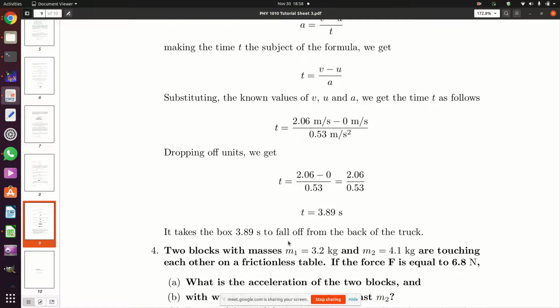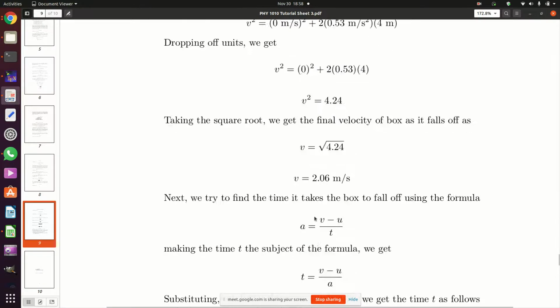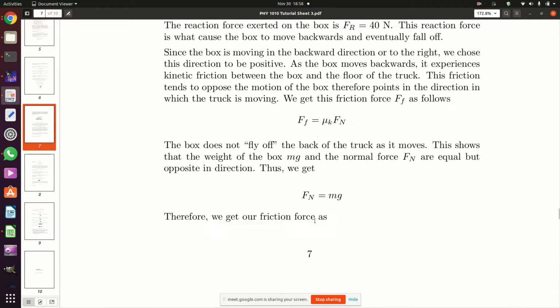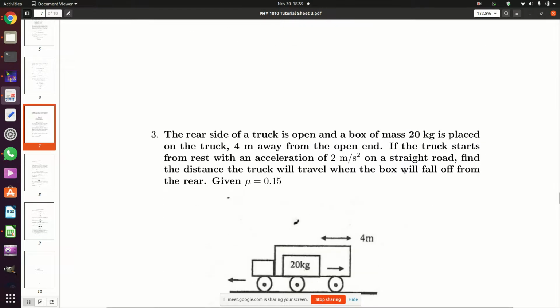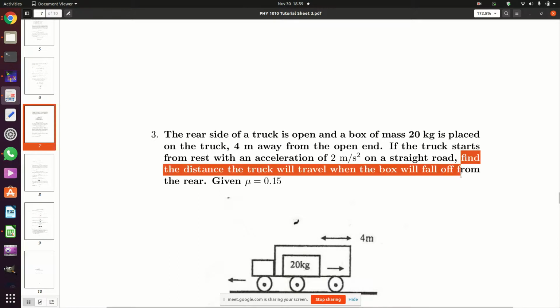Yes, sir. Okay, but this 3.89 seconds, the question is asking us to find the distance the truck travels when the box will fall off from the rear. So they are asking us how much distance has the truck covered in this 3.89 seconds. Is that clear? Yes.